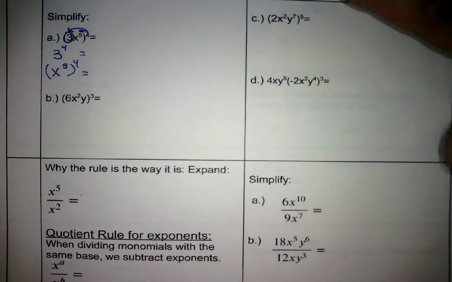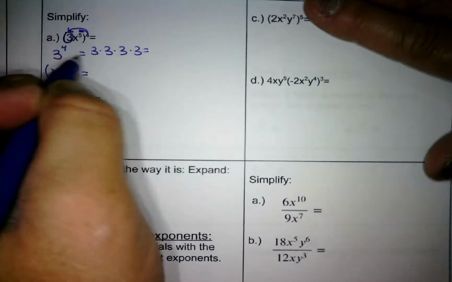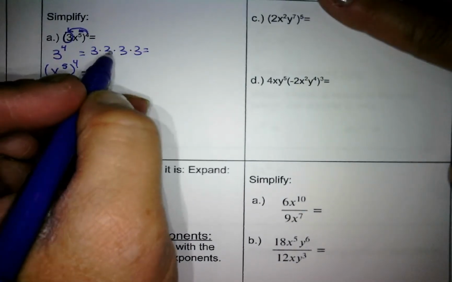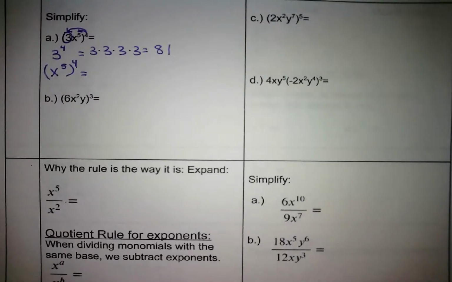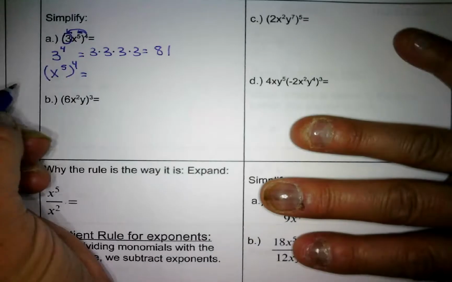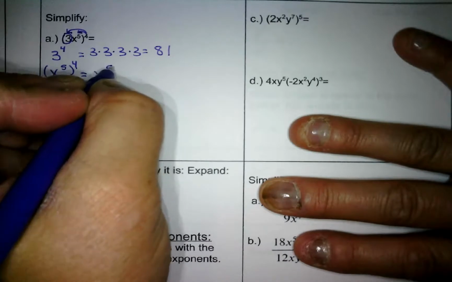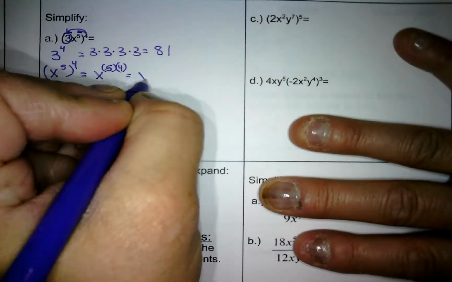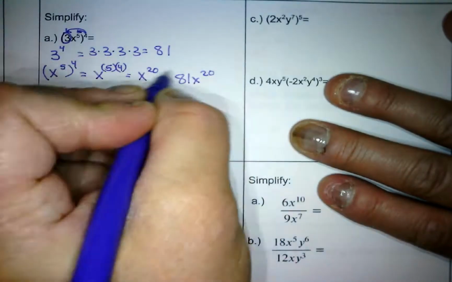So 3 to the 4th power is 3 times 3 times 3 times 3. So 3 times 3 is 9, times 3 is 27, times 3 is 81. And you can use a calculator if you can't do that in your head. This is something that I do a whole lot, so it's just something I'm used to doing. And then we do x to the 5th to the 4th power, which is really x to the 5 times 4, which is x to the 20th. So our final answer then is 81x to the 20th power.